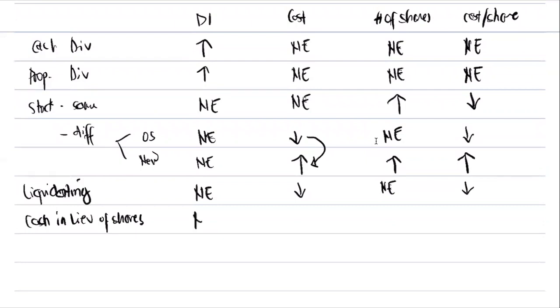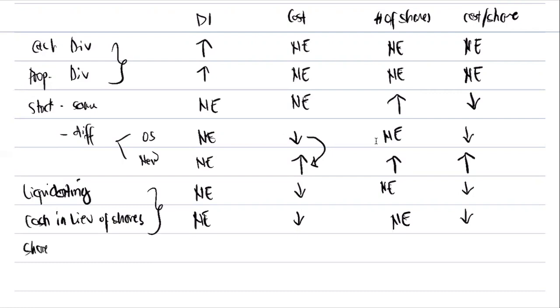Dividend income here, no effect because originally we have a stock dividend. As to the cost of your investment, as if the shares were sold to receive cash, that's why our cost will decrease. Number of shares, no effect. The cost per share will decrease. So look, cash dividend and property dividend has the same effect. Liquidating and cash in lieu of shares has the same effect.